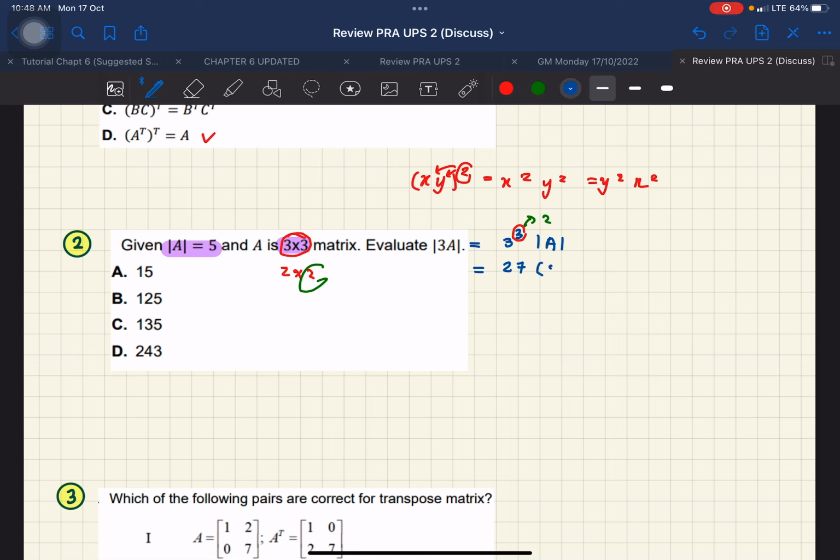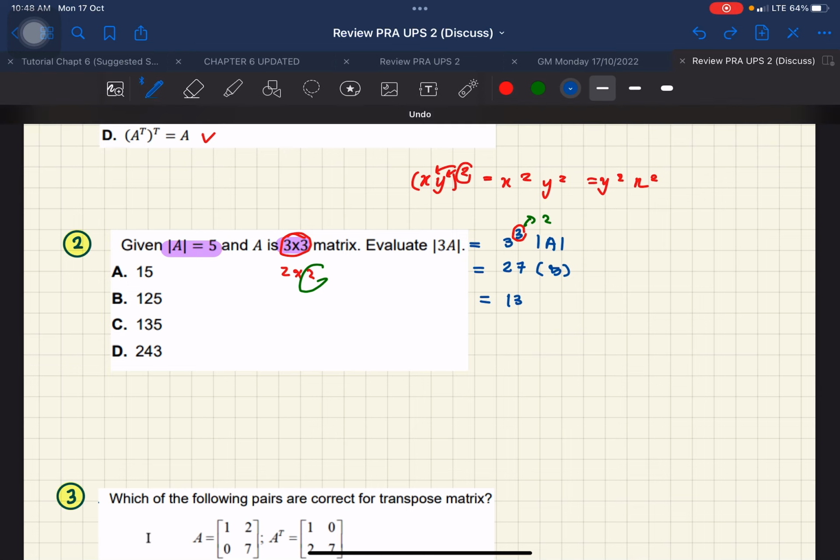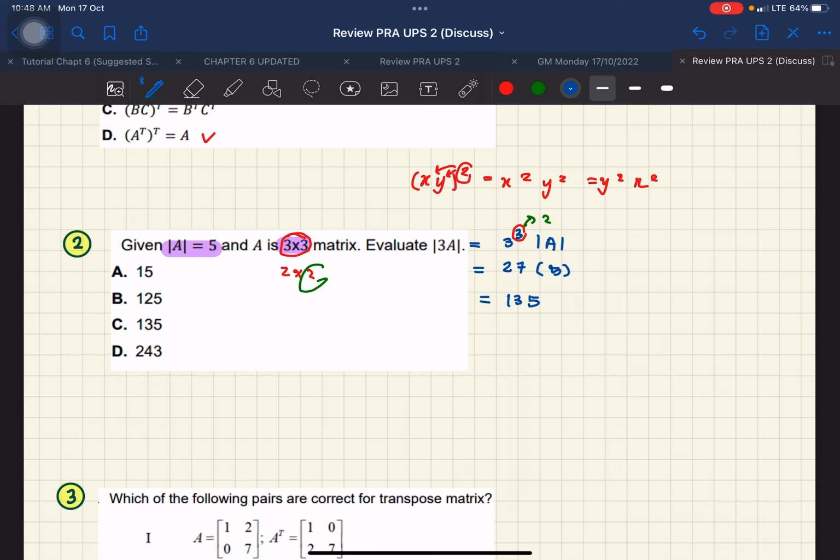And then just multiply with 5, I'm going to get 135. Okay, so the answer for this one is 135, cha-ching. That's it. Alright, so itu adalah soalan nombor 2.